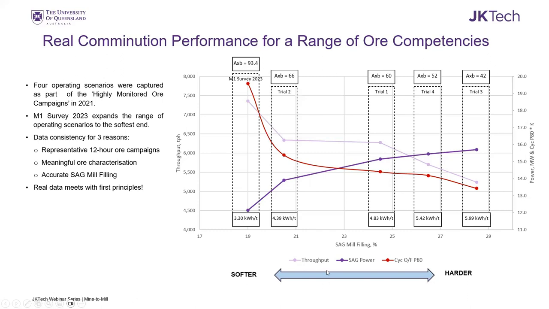As you can see, with the harder materials, we get higher mill fillings. And as we have higher mill fillings, we get higher power draws in the SAG mill, but because the ore is harder, the throughput drops, as you can see, but also the final grind size drops. And the reason why final grind size drops is because with very hard rocks and high mill fillings, we get lower throughput. And with lower throughput, you can manage to get a very fine final grind size.